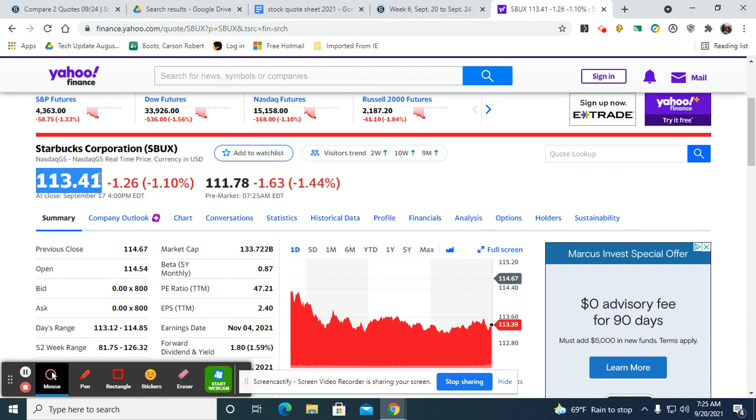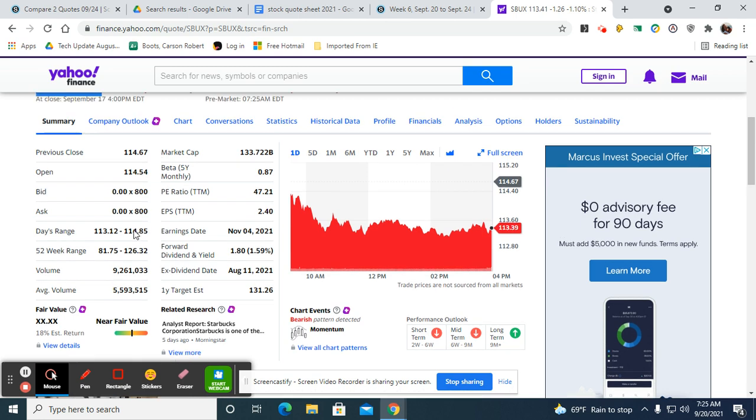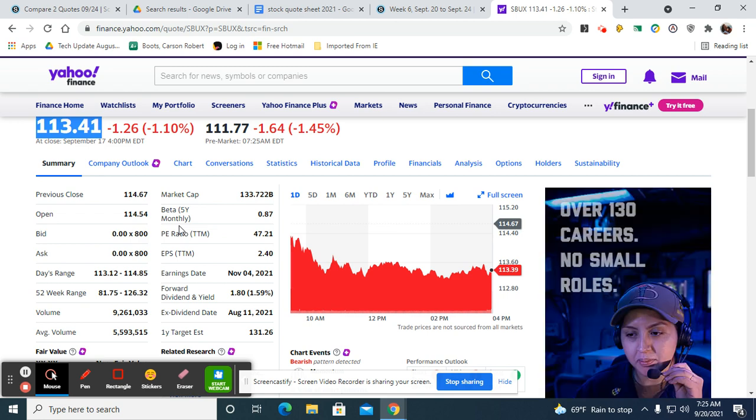So it's currently at 113.41. So you'll write that down in the current price. The 52-week high, you just go down here, and the 52-week high is 126.32. The 52-week low is 81.75. So we're going to compare the current price of 113.41 versus the current high of 126.32. Does it have room to grow?